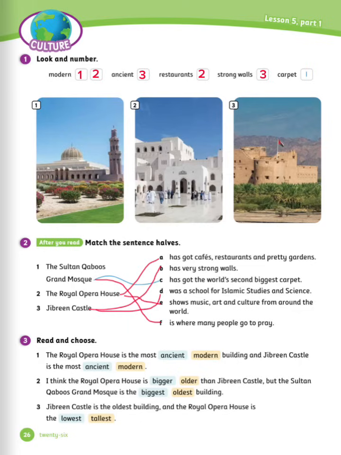Exercise number 3. Read and choose. Let's see the answers. Number 1. The Royal Opera House is the most modern building and Jabreen Castle is the most ancient. Number 2. I think the Royal Opera House is bigger than Jabreen Castle, but the Sultan Qaboos Grand Mosque is the biggest building. Number 3. Jabreen Castle is the oldest building and the Royal Opera House is the tallest.